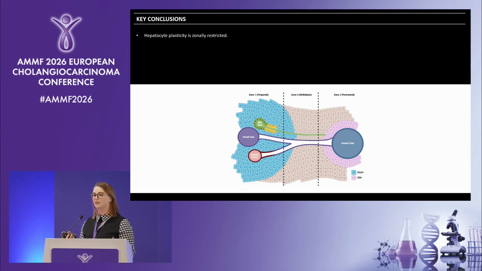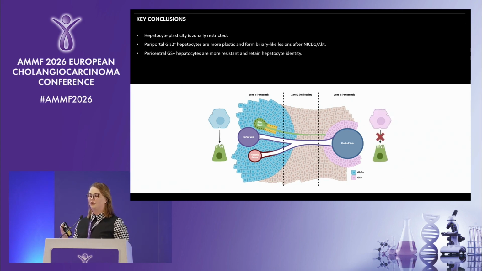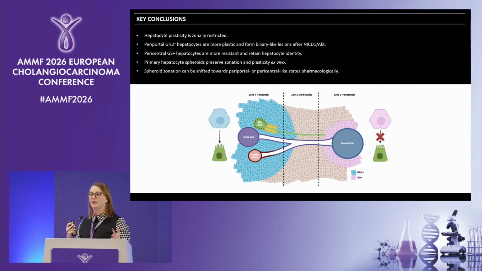So that brings me to the conclusions of the study, which were basically that the hepatocyte plasticity is not equal across the lobules, with the periportal hepatocytes being more plastic, and the pericentral hepatocytes retaining a hepatocyte identity. The second is that the three-dimensional hepatocyte spheroids can recapitulate aspects of the hepatocyte functionality and zonation, and they can be shifted towards a periportal or pericentral-like state, depending on what the media is supplemented with.